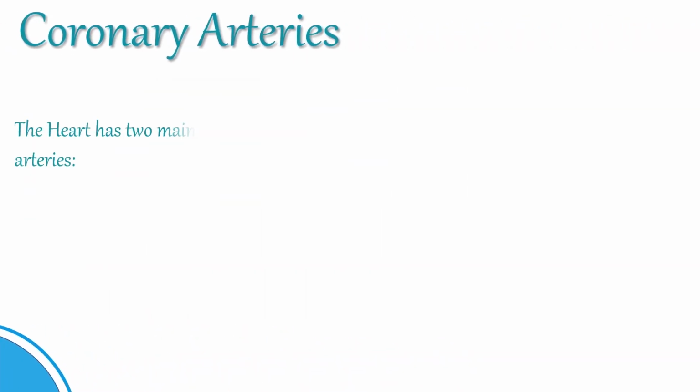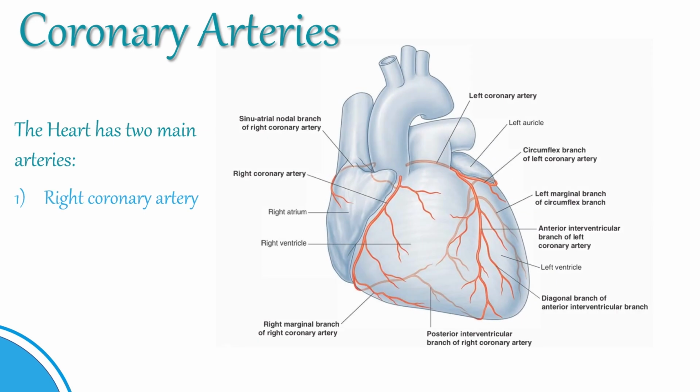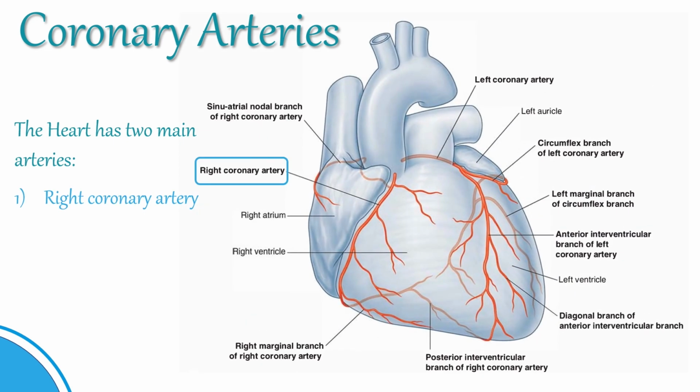The heart has two main arteries. The first one is the right coronary artery. It originates from the right aortic sinus and travels along the right atrioventricular groove. It supplies blood to the right atrium, right ventricle, SA node, and AV node.